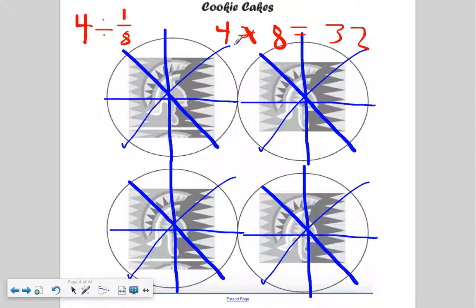Maybe you already know how to do it. So we started with 4. And we're finding there are 8 pieces. 4 times 8. 4 divided by 1/8 equals 32. If not, let's continue our lesson.